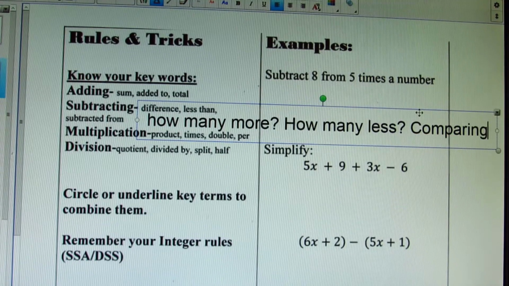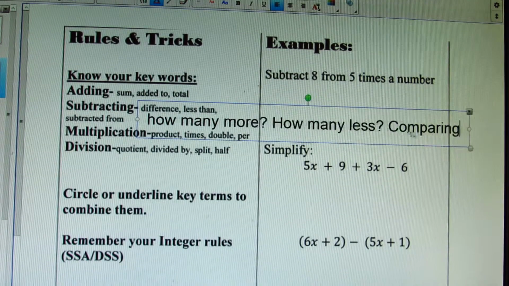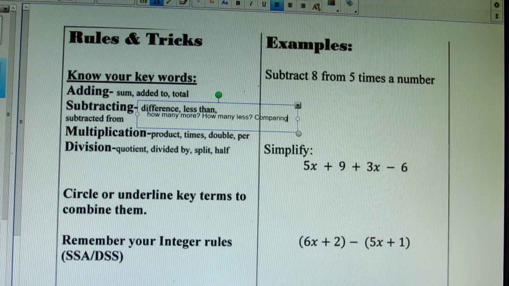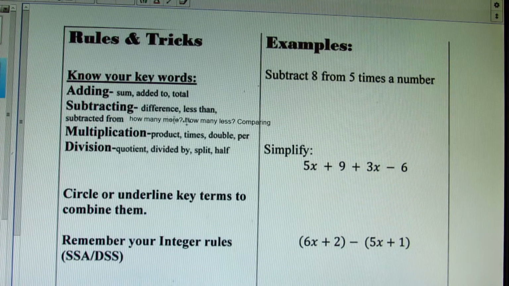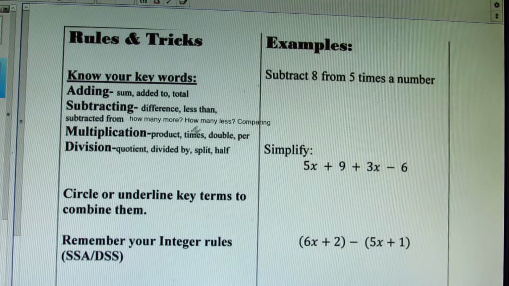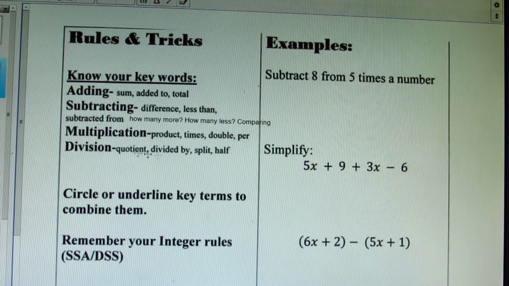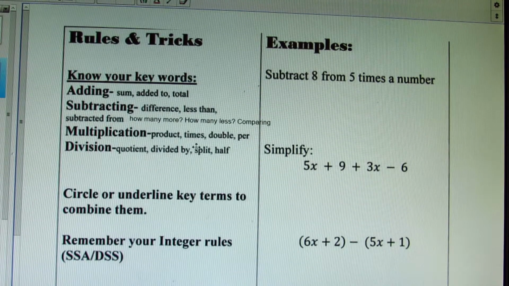Okay. So again, subtracting involves difference, less than. I can even do how many more, how many less, or anytime I'm comparing. Multiplication is product, times, double, which means 2 times, and per. Per can also be used for division, but I also have the words quotient, divided by, split, and half. And I want you to circle or underline, this is when we're doing simplifying, circle or underline key terms to combine them. And remember your integer rule, same signs add, different signs subtract.